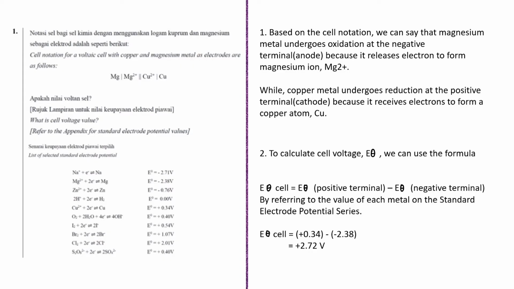Question number 1. Cell notation for a voltaic cell with copper and magnesium metal as electrodes are as follows. What is the cell voltage value?